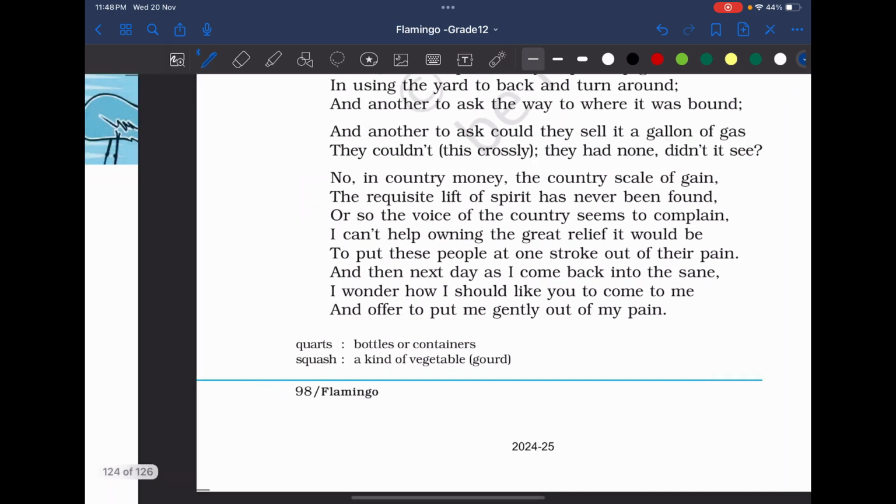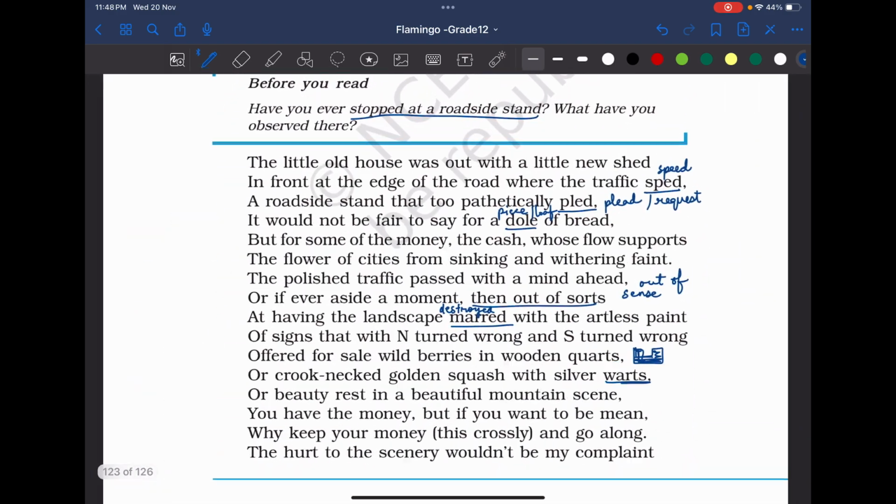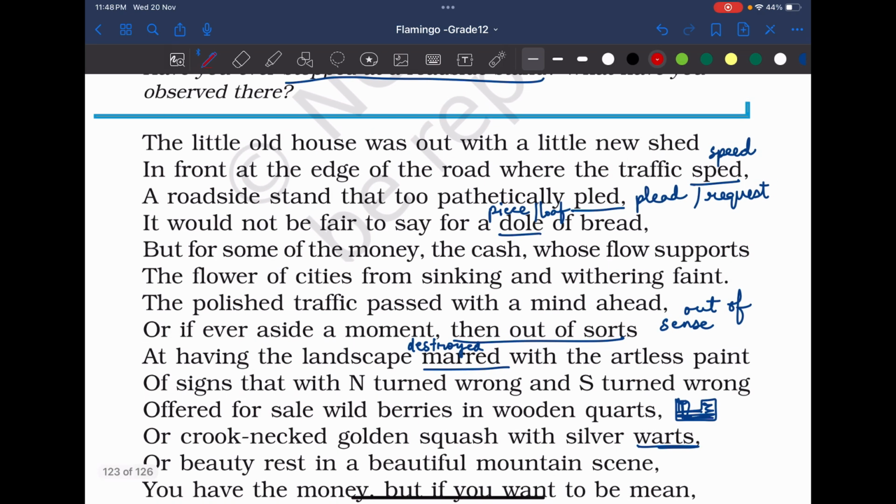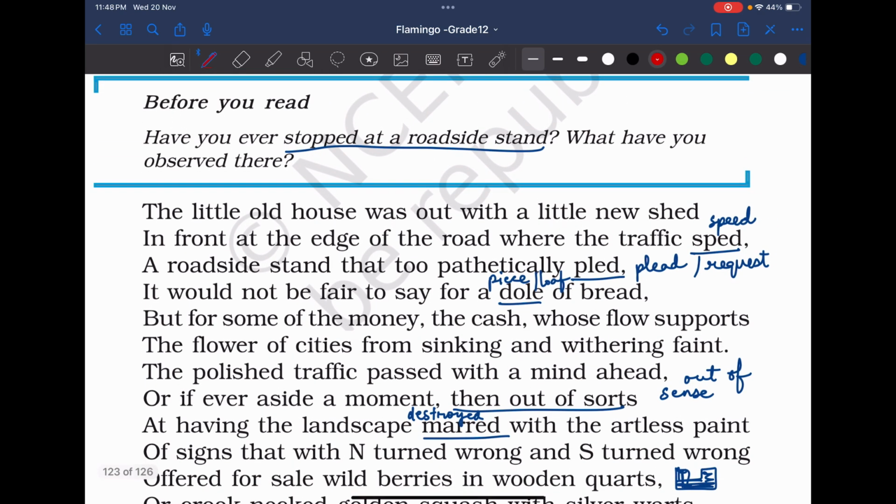Right, let's start the explanation. The little old house was out with a little new shed in front of the edge of the road where the traffic sped. So it's a very beautiful scenery like that, wherein you would see this very simple house, and this house has a shed, right? This is their roadside stand, and it's a very beautiful scenery.